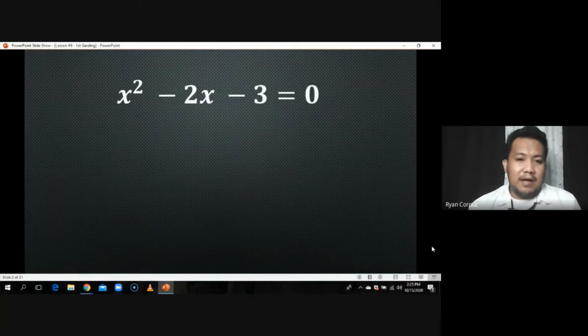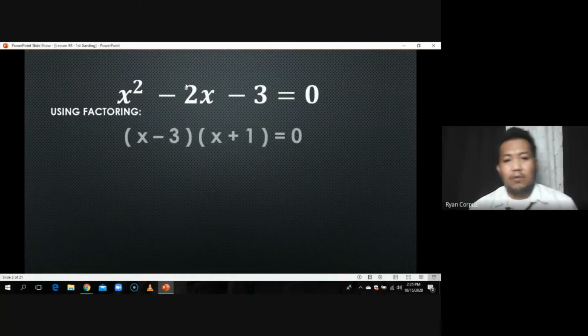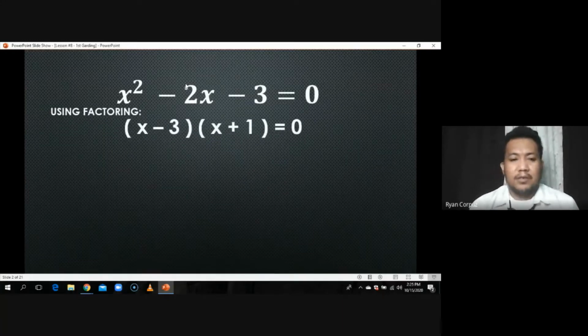In that given equation, I will make use of factoring as a method. That means I will look for factors of negative 3 that when added, the sum is negative 2. I will come up with the binomial factors x minus 3 times x plus 1 is equal to 0. Those are factors of negative 3 that when added, the sum is negative 2: negative 3 and positive 1. And the right factors for x squared are x times x, which form the first terms of the factors.